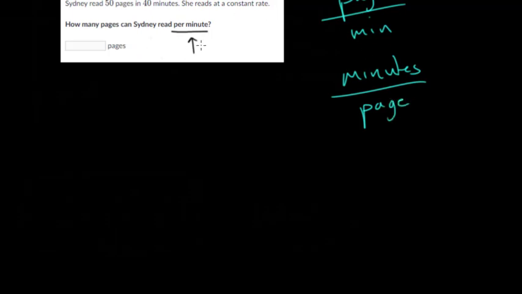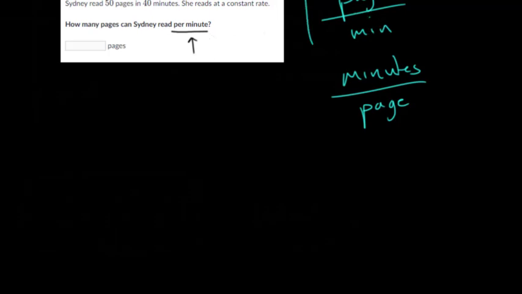So our clue here is that we're reading per minute, per 1 minute. So our unit rate, the unit that we're going to focus on, is minutes. That's the one we only want to have one of. So when we're considering how to set up this rate, do we want to do pages per minute or minutes per page? The clue is to look at the question, and we're doing this per minute.